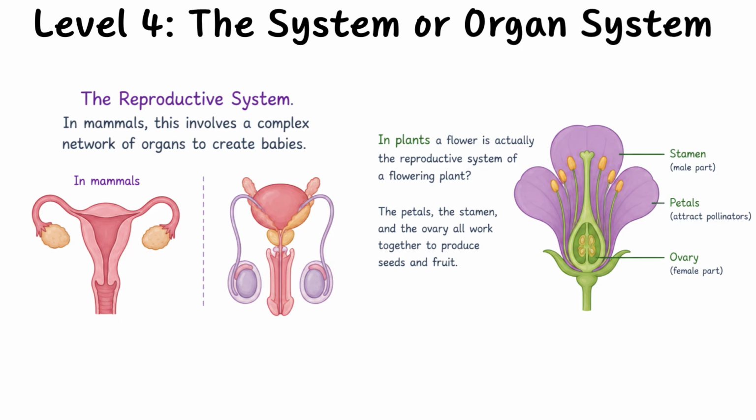So, we've covered the four levels, but we're about to learn why being complex might be a disadvantage for some organisms.